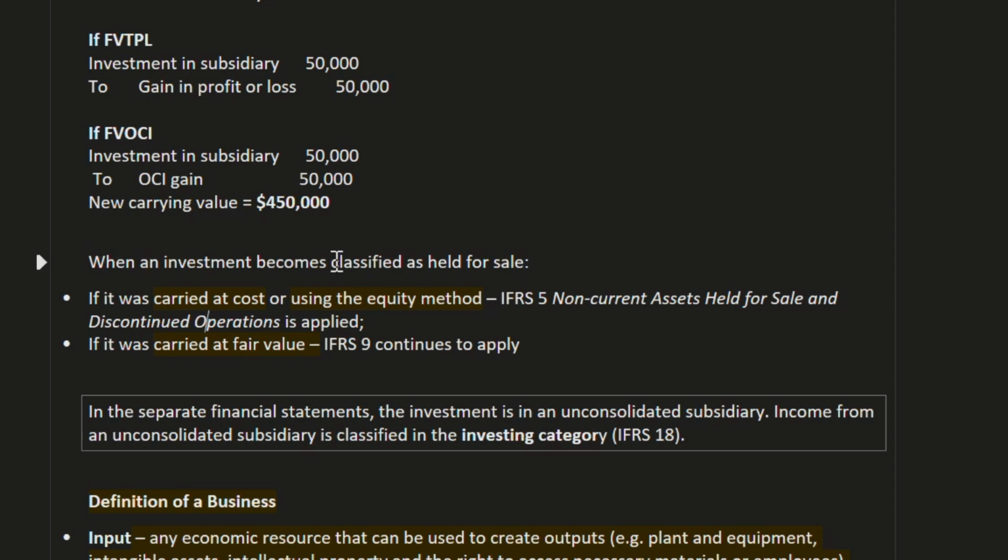Now, when an investment becomes classified as held for sale, if it was carried at cost or using the equity method, then IFRS 5 Non-current Assets Held for Sale and Discontinued Operations is applied. So if it was carried using the equity method, IFRS 5 will apply. If it was carried at fair value, then IFRS 9 will apply.